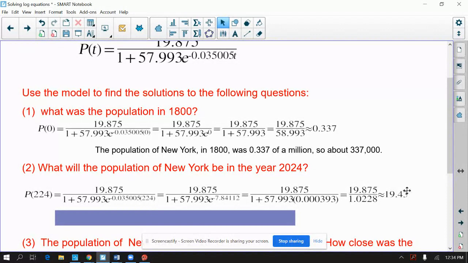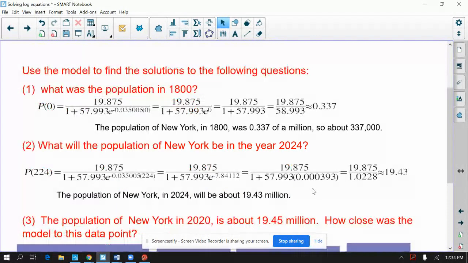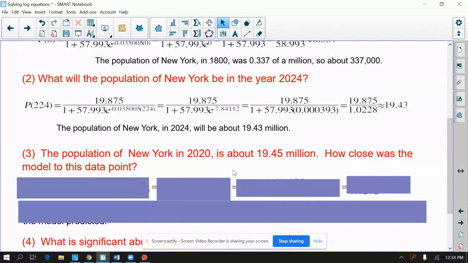You cannot stop here. The question was in words. You have to answer in words. What does this mean? This means that in the year 2024, it's predicted that New York will have about 19.43 million people. In New York, in the year 2020, this year, the population is about 19.45 million. How close was this to the model of this data point?